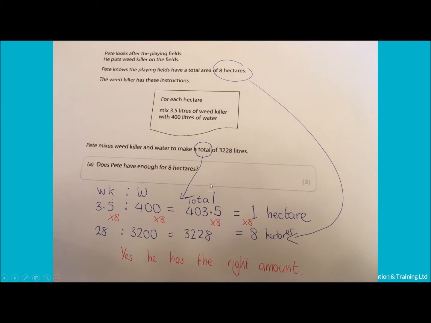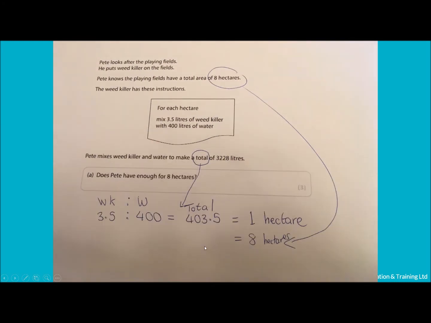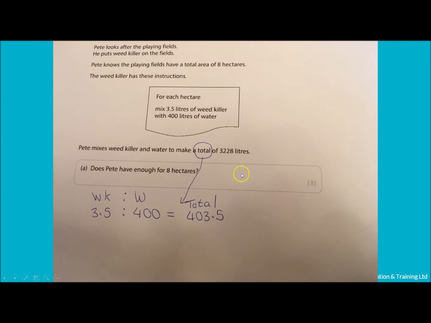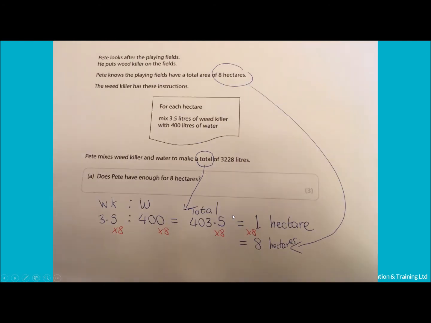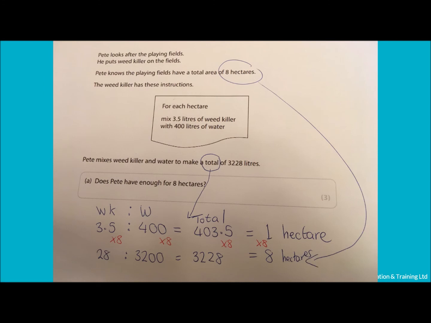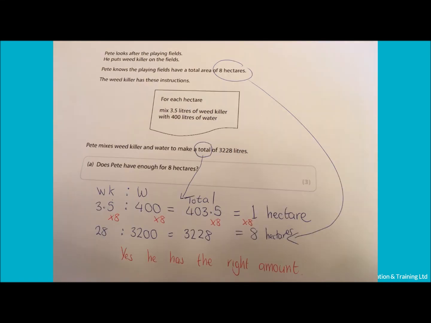Now, some of you may have chosen to do a slightly different method. You may have got to this stage and done the division method we practiced earlier. So dividing 3228 by 403.5. And that gives you 8. So you then know all of your amounts have to be multiplied by 8. And that would also, of course, get you back to this stage. So it just gives you a demonstration that there's lots of different ways to do a question. Don't forget to do this last step of saying, yes, he has got enough. Otherwise, you'll only get 2 out of the 3 marks.